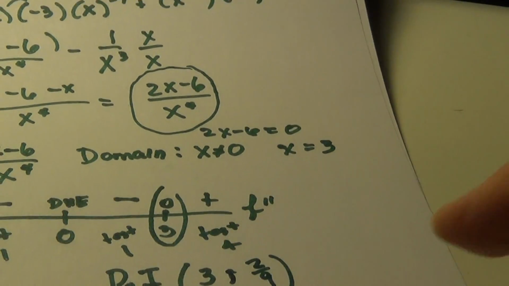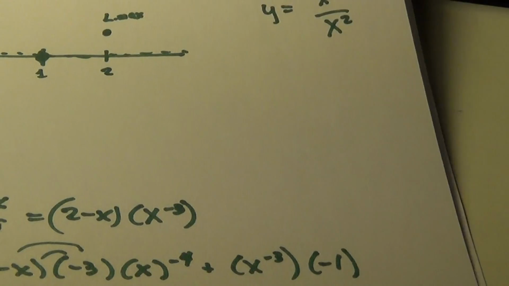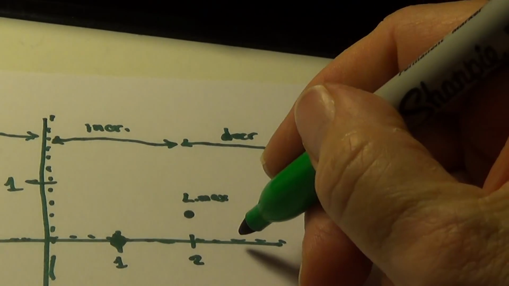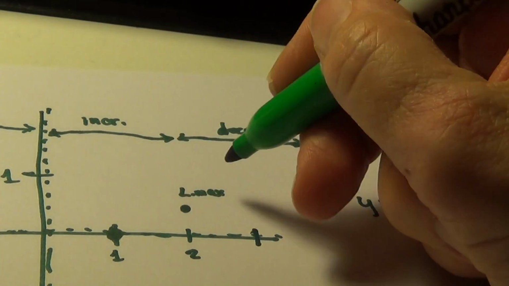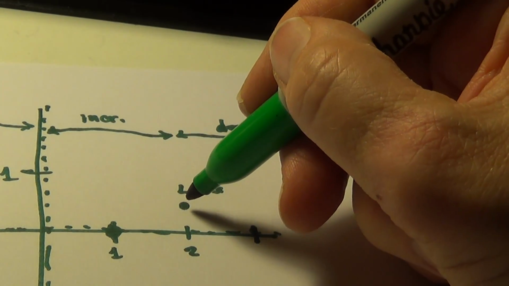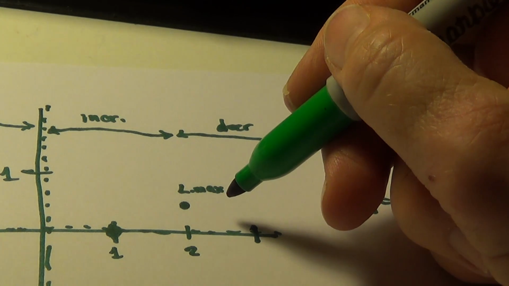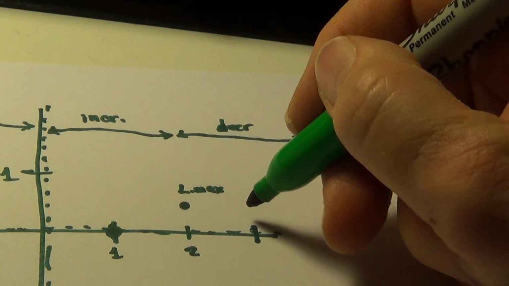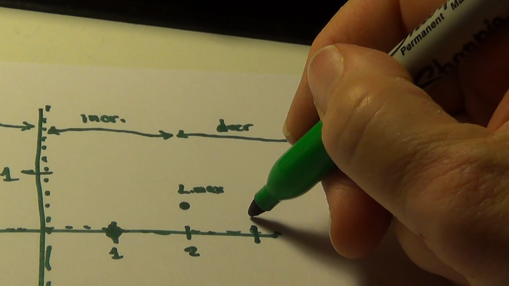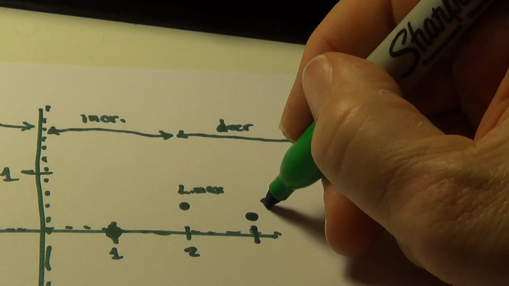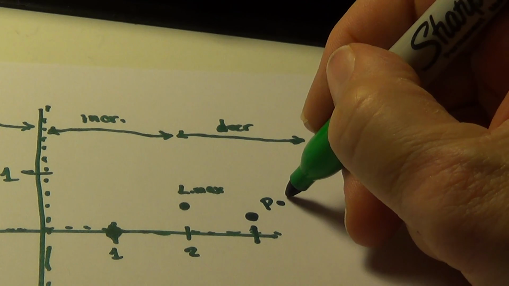So 3 2/9 is the point of inflection. I'm going to go down here and mark that. So 3 and 2/9. What was this point? 1/4. So 2/9 is going to be smaller. So I'll just mark it right here. So that's my point of inflection.